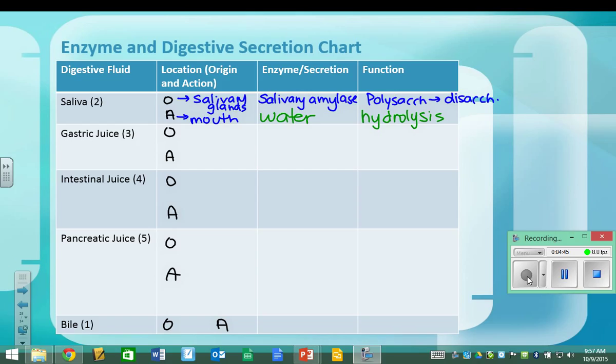Now if we move on to your gastric juice, gast is the prefix for stomach. The origin of all of the fluids in your stomach is your gastric glands. And the action, of course, would happen in your stomach. Now there are going to be some enzymes, there's going to be a secretion here that I'm going to mention. The three things that I want to mention here are three things that help to digest foods. Does anyone want to take a stab at what one of the three things I want here is? Sure.